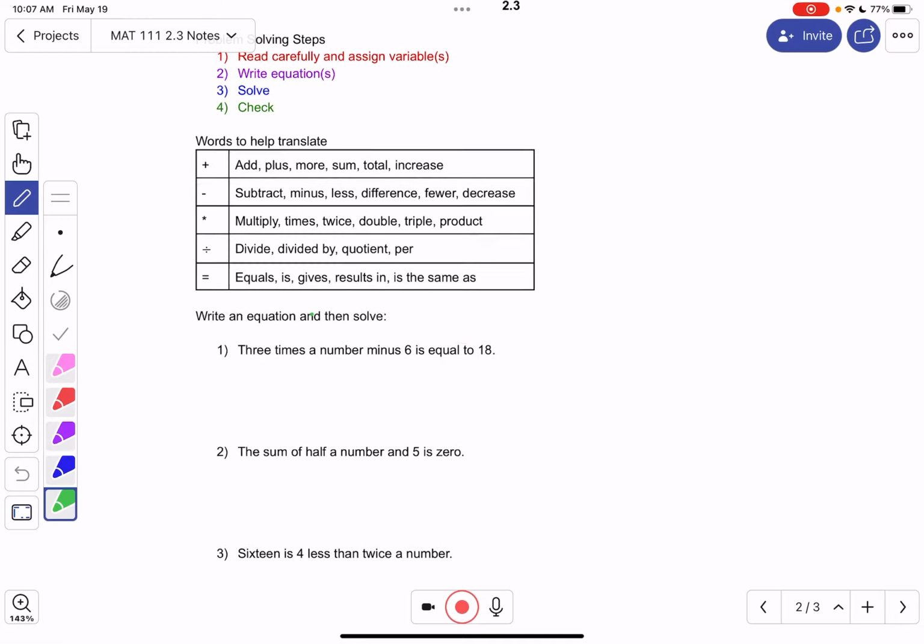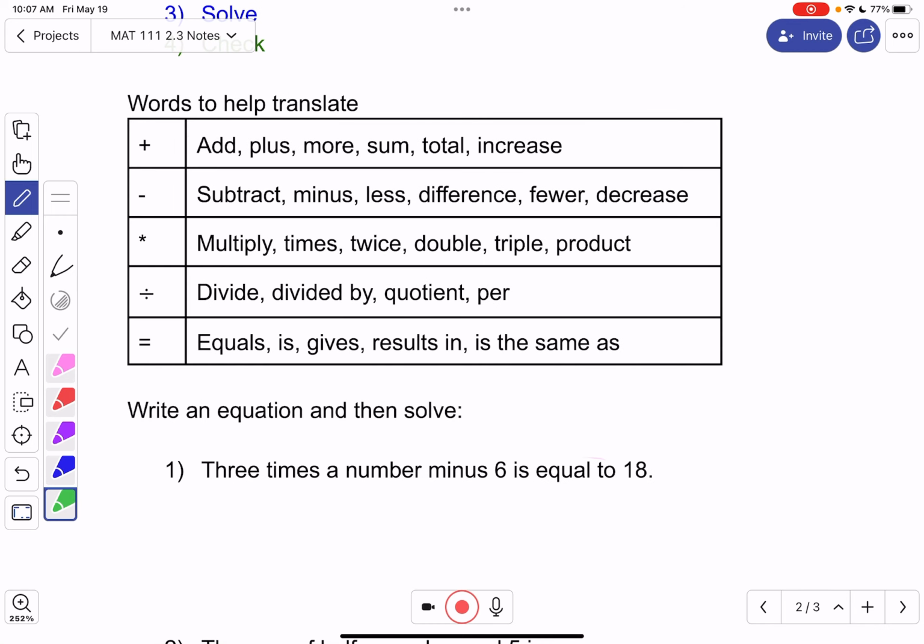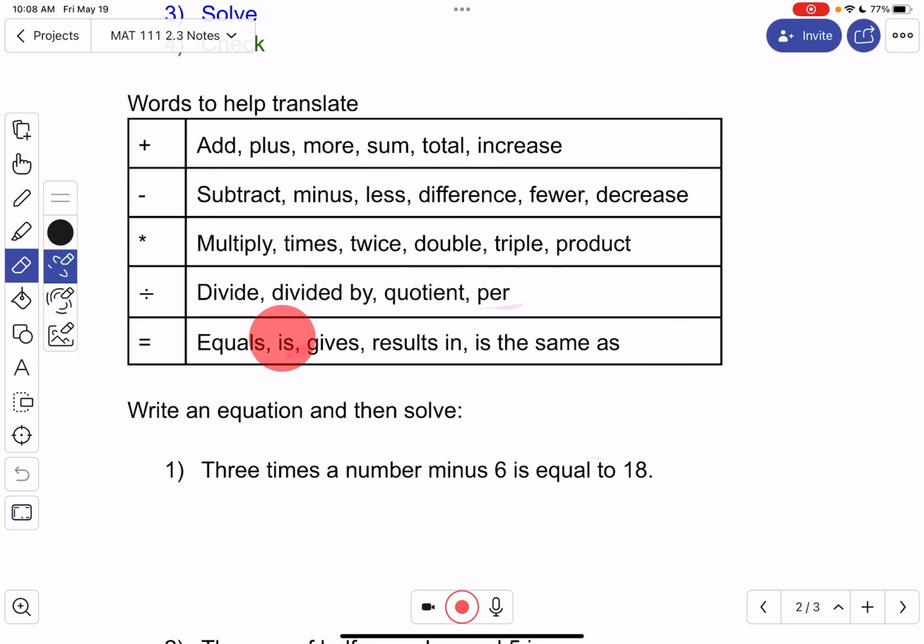Now, this table has some words to help you translate. When you see things like plus, sum, increase, those are all telling you to add. Or less than, fewer, those are telling you to subtract. Per is divide. Is tells you equals. All of that wording helps you to write the equations from the word problem.